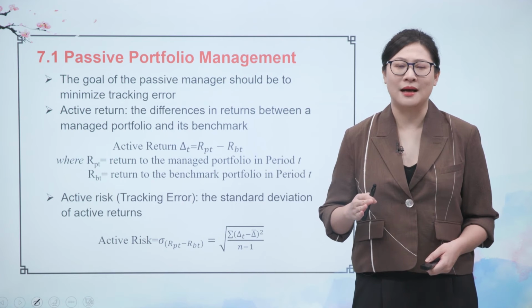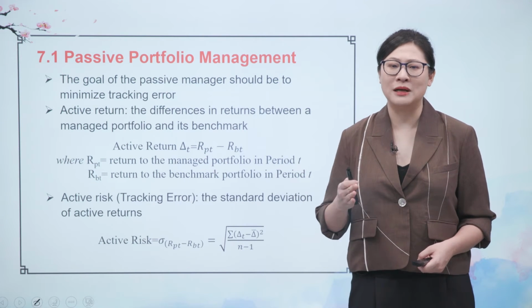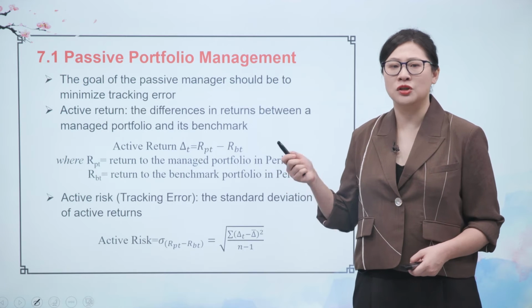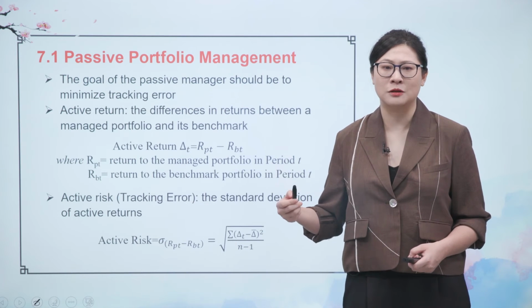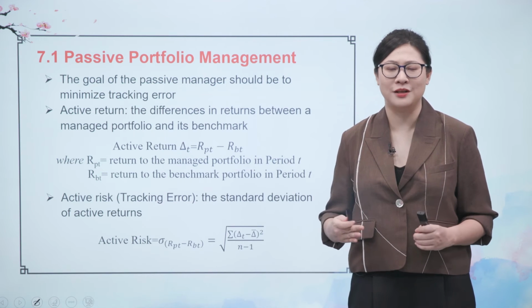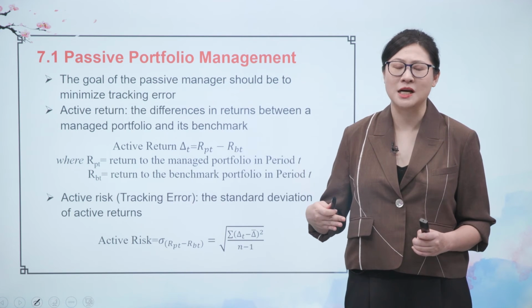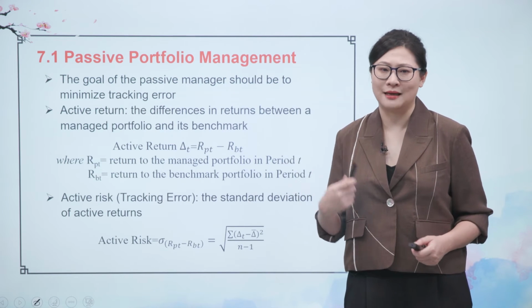And we mentioned that later in the next chapter, we will separate this active return into asset allocation return and security selection return to have a look at what's the contribution from the managers. Is it from market timing or from the security selection?